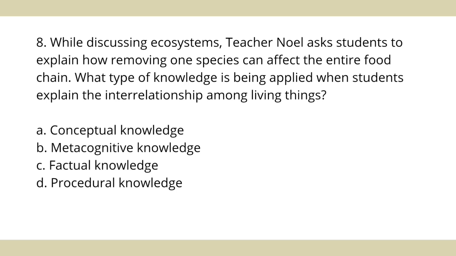Question number 8. While discussing ecosystems, Teacher Noel asks students to explain how removing one species can affect the entire food chain. What type of knowledge is being applied when students explain the interrelationship among living things? Letter A, conceptual knowledge. Letter B, metacognitive knowledge. Letter C, factual knowledge. Letter D, procedural knowledge.